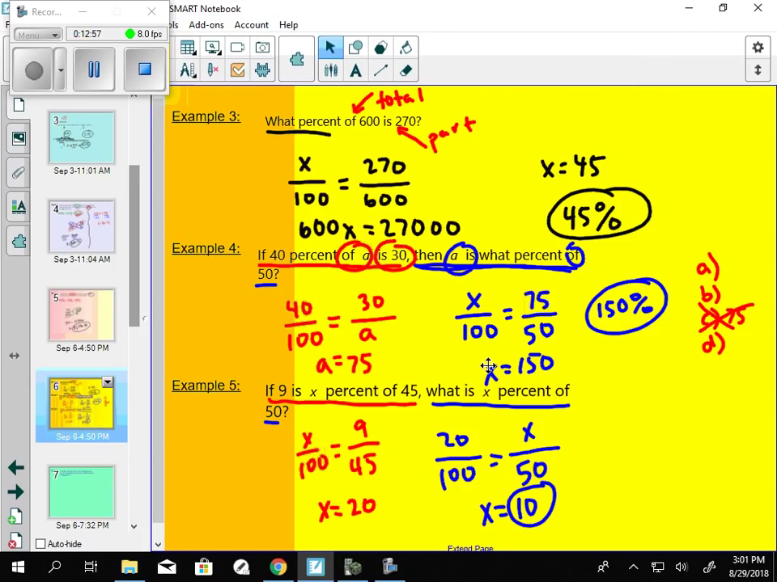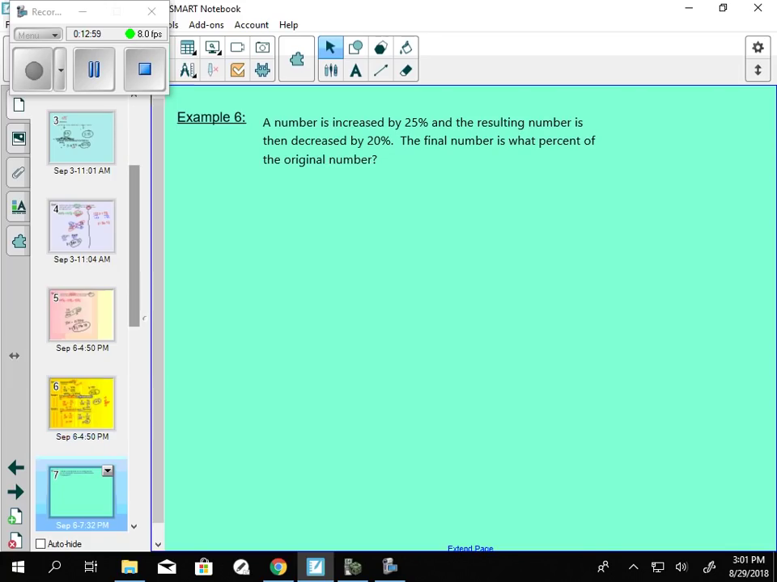All right, one last one here, and then we'll shift to some other types of percentage problems. A number is increased by 25%. The resulting number is then decreased by 20%. The final number is what percent of the original number? Problems like this, where we don't know the number and we're trying to find out that original number, it might just be good to pick something. Start with some number, do these operations, and see what your resulting number is as a percentage.